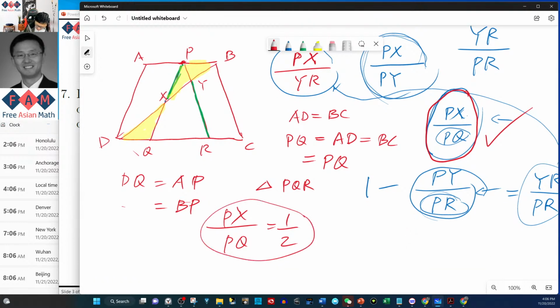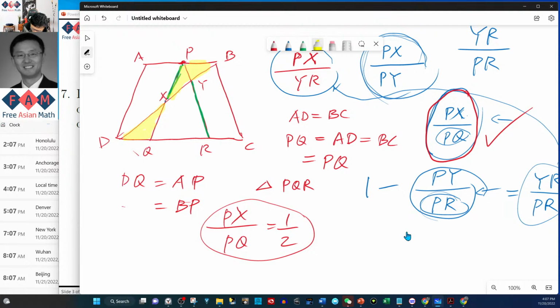Got the first result. But how about the other one? What is PY? What's the fraction of PY to PR? Well, now the same idea, it's just the numbers are slightly different.